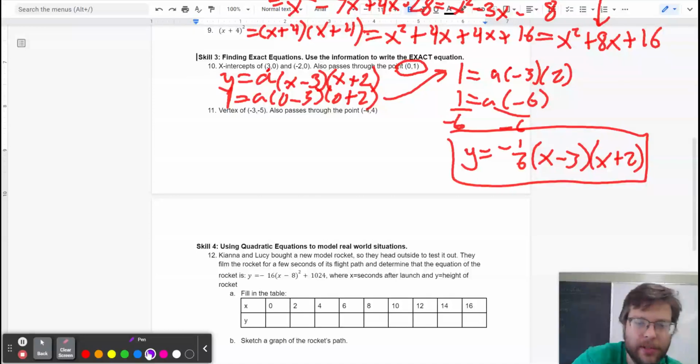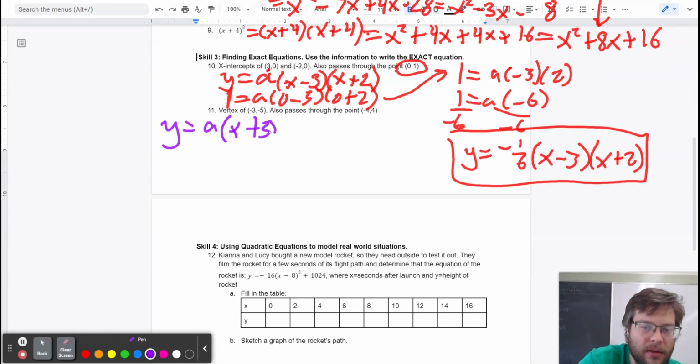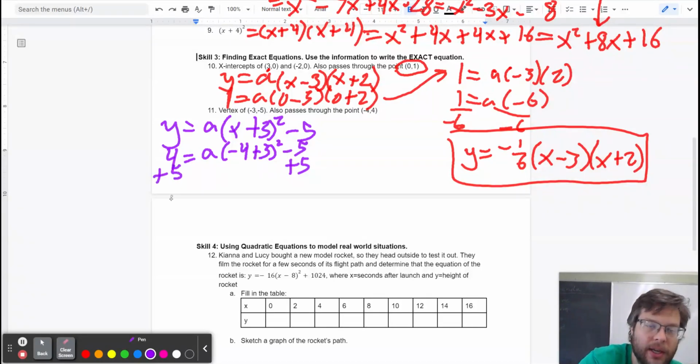I'll switch colors for question 11 so it's a little easier to see. We have a vertex of -3 comma -5. So I go x minus -3. That's why I wrote plus, and then -5. It passes through the point -4 comma 4. So I put a 4 in for y, and I put a -4 in for x, like that. Then I can solve for a, like we've practiced several times.